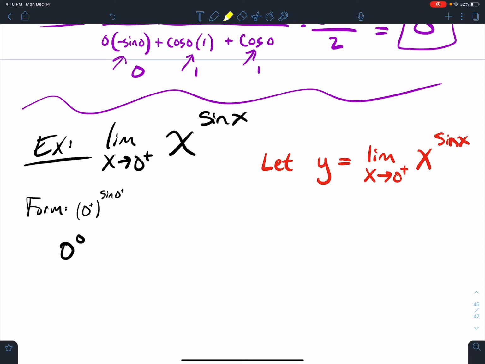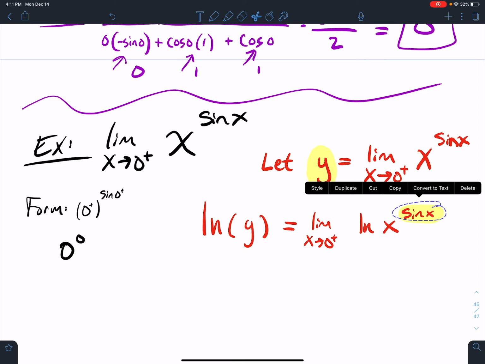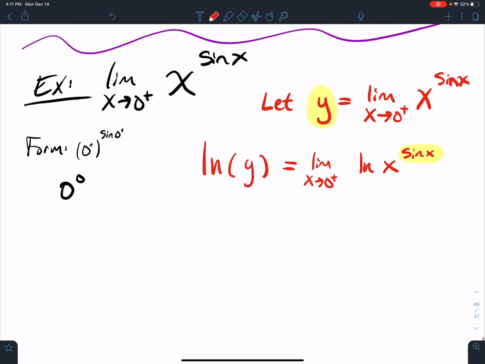Now what am I going to do to y? I'm going to natural log y. Okay, and so that means I'm going to natural log the limit. So when I natural log, why am I natural logging here? Well, the natural log rule tells me that whatever's in the exponent comes out front, right? So whatever's in the exponent is going to come out front.